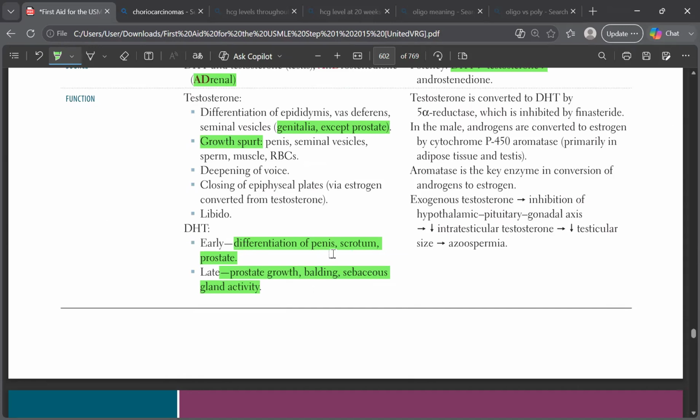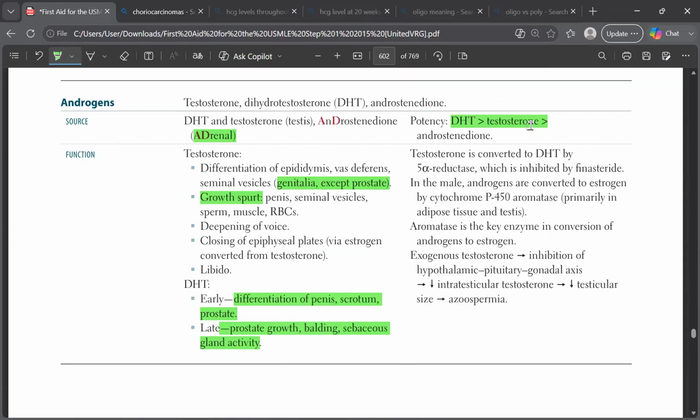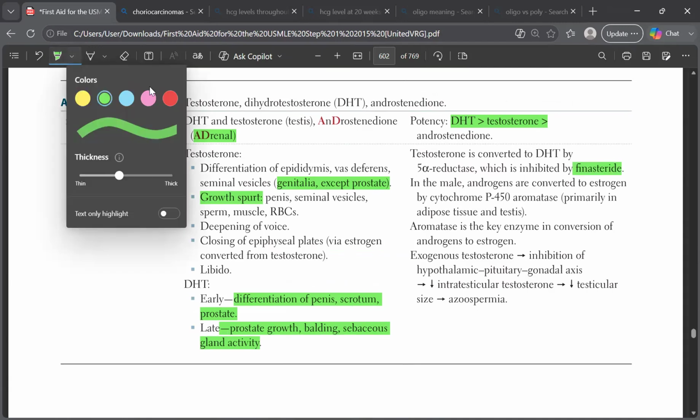It causes early differentiation of penis, scrotum, and prostate, and in late stages of growth, it causes prostate growth, balding, and sebaceous gland activity. Testosterone is converted by 5-alpha reductase to dihydrotestosterone, which is inhibited by finasteride. 5-alpha reductase is inhibited by finasteride. This is particularly clinically important.